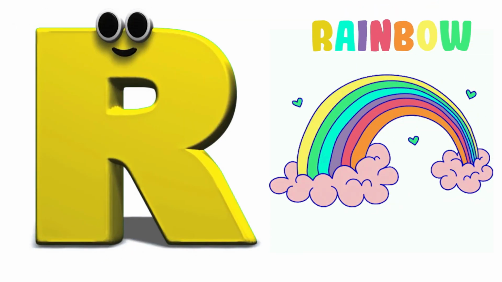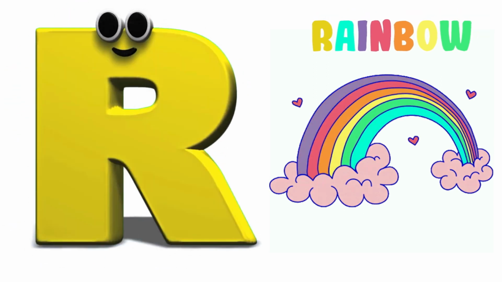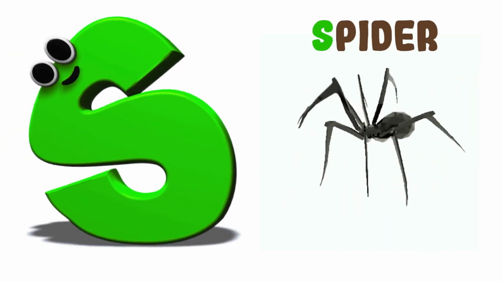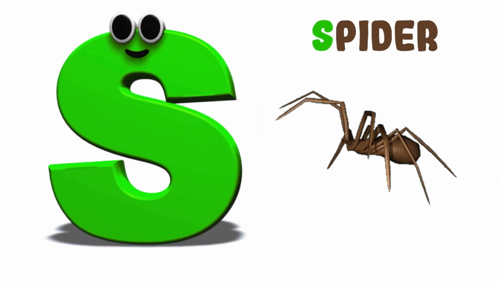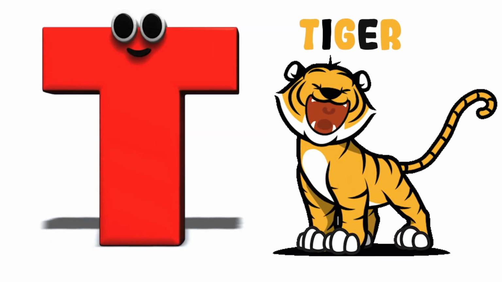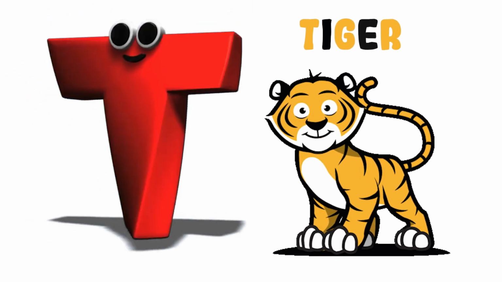R is for rainbow, r, rainbow. S is for spider, s, spider. T is for tiger, t, tiger.